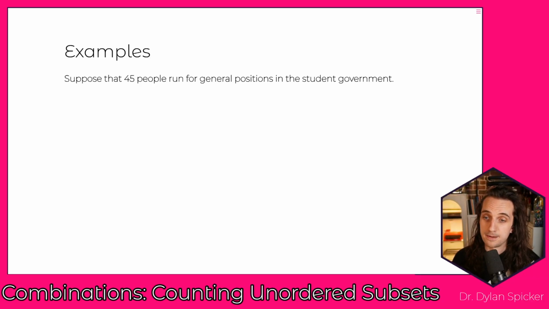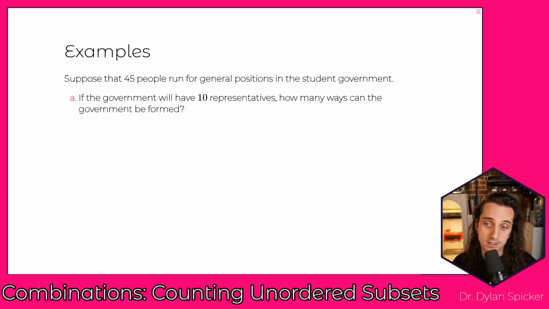As a totally separate example here, suppose that we have 45 people who are running for general positions in our student government. So there's no specific positions, they just are running to be on the student government. If the government has 10 representatives, how many ways can the government actually be formed? We have 45 total people, we want to choose 10 of them. 45 choose 10 gives us our total number of ways of doing this.